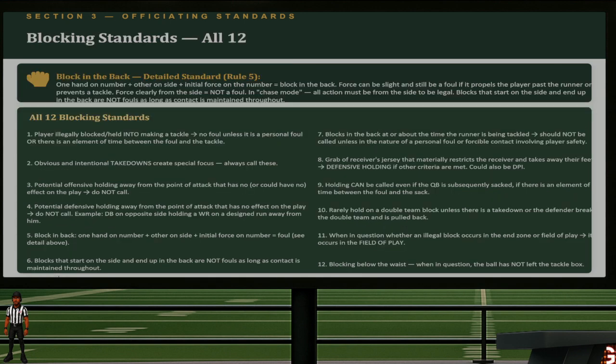Blocking. 12 standards. Standard 1. If a player is illegally blocked or held into making a tackle, no foul should be called unless the action is a personal foul, or there is an element of time between the foul and the tackle.